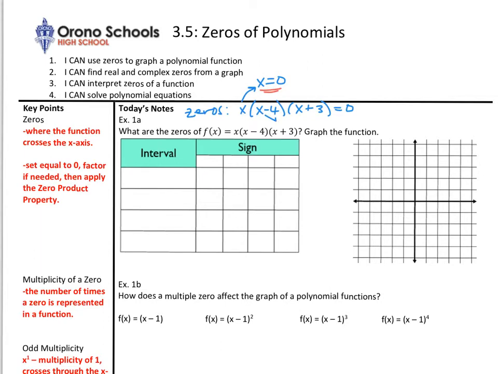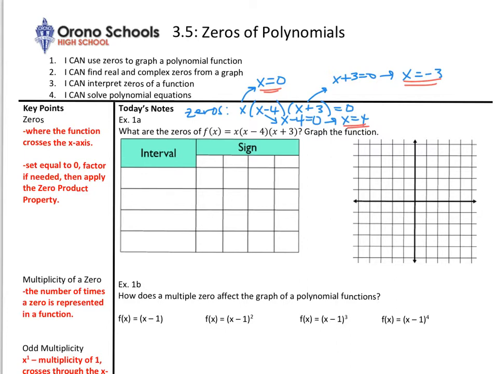If we set x minus 4 equal to 0, we'd have to add 4 to move it over, and that means x would equal 4. And that's another zero for our polynomial on our graph. X plus 3, if we set that equal to 0, we would have to subtract it to move it over, and that means x would equal negative 3. We have 3 unique zeros to this polynomial function. That makes this a cubic function.